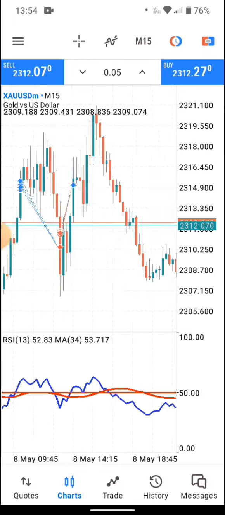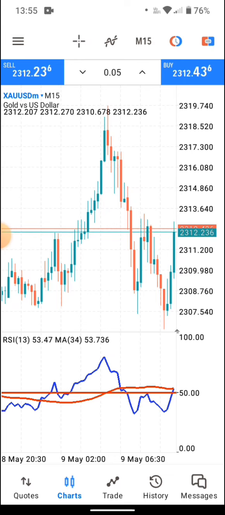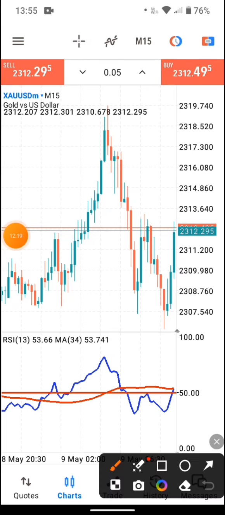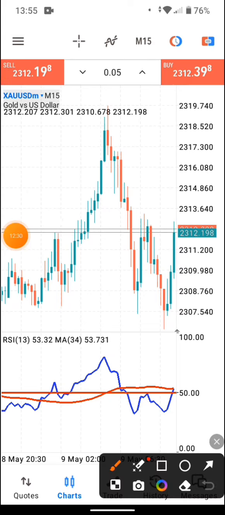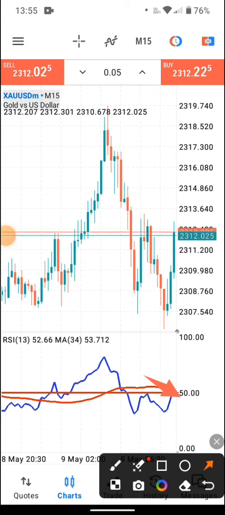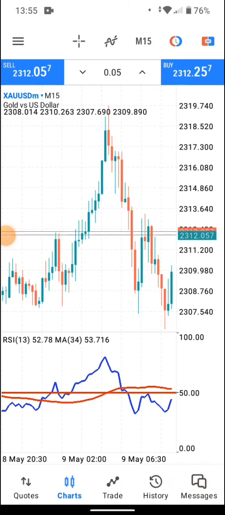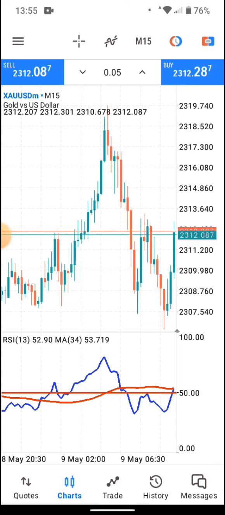Okay, so now this is the live market. If you look here now, the RSI is trying to go above the 34 moving average. So you don't want to enter yet. All you need to do is wait for the RSI to actually go above here. When the RSI is above, then you can do your entry and you just wait.